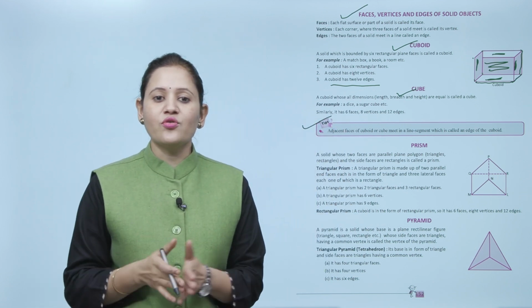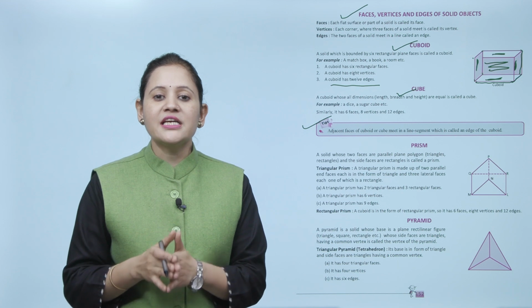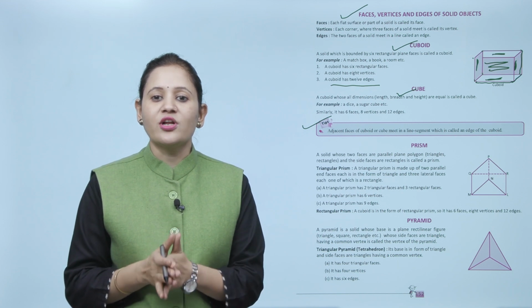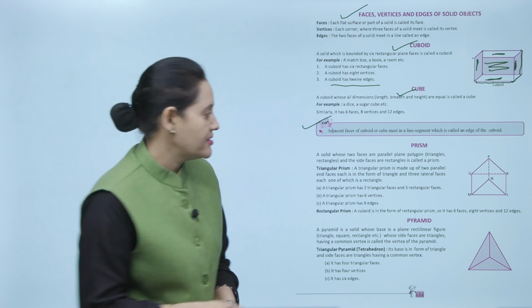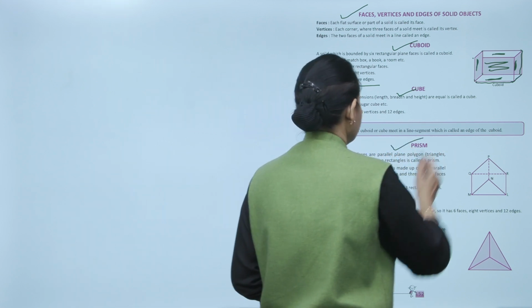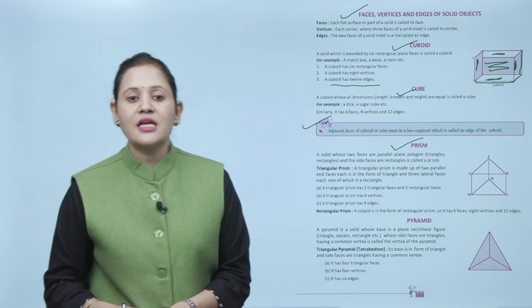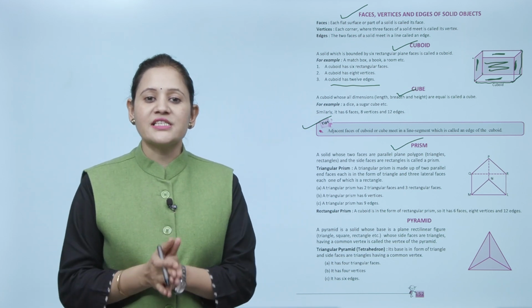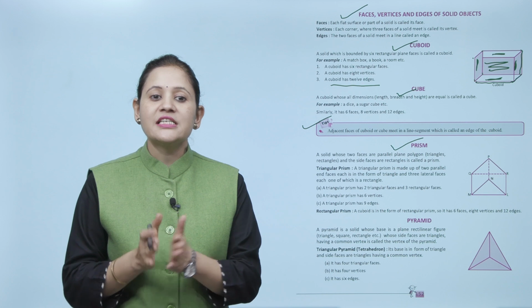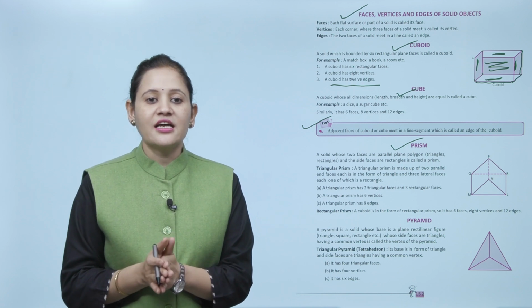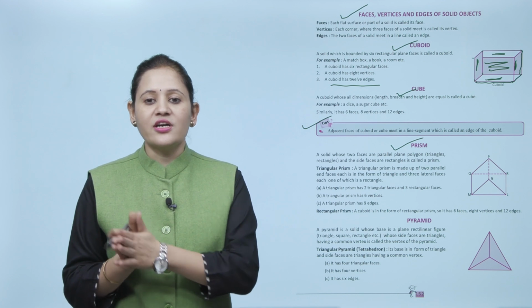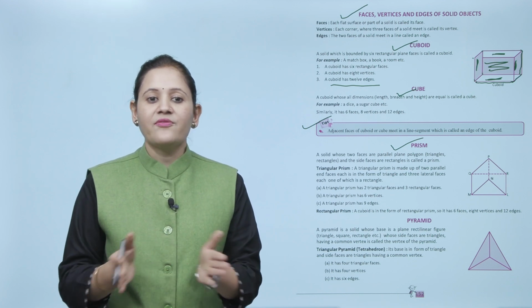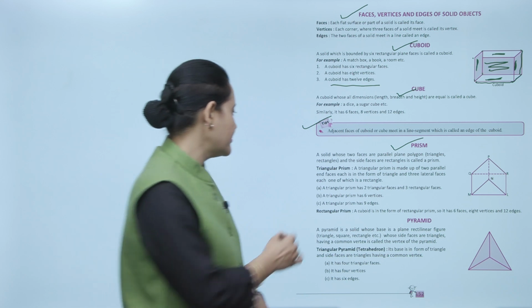Adjacent faces of a cube and cuboid meet in a line segment which is called the edge of the cuboid. Next is prism. A solid whose two faces are parallel plane polygons, triangle or rectangle, and the side faces are rectangles, is called a prism. First is triangular prism.